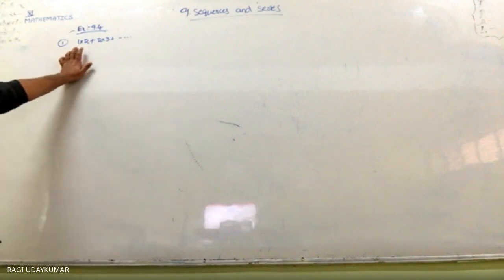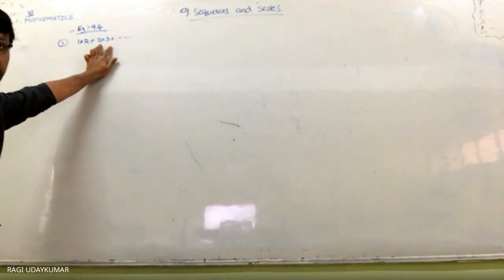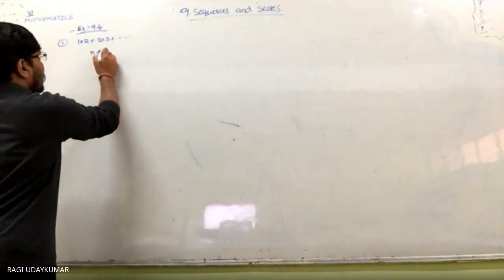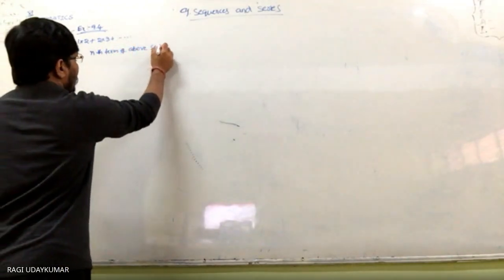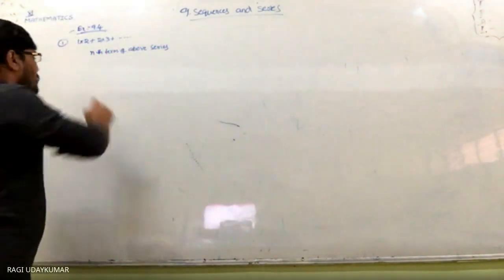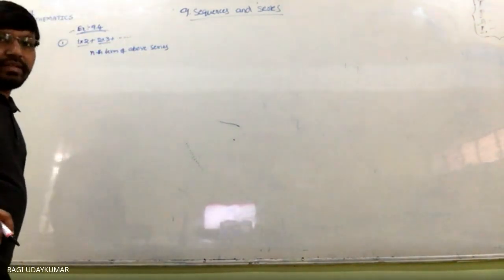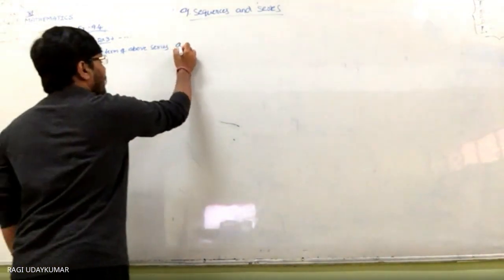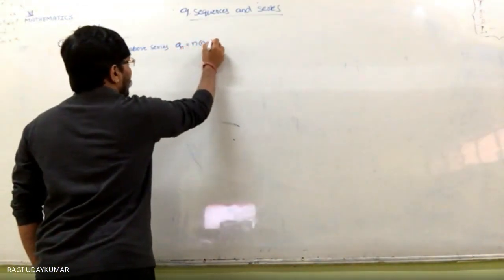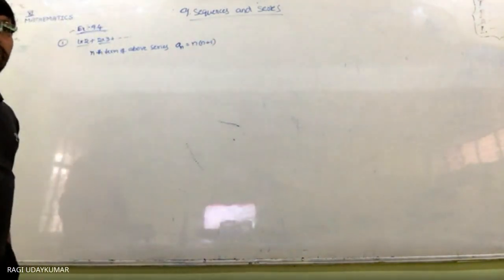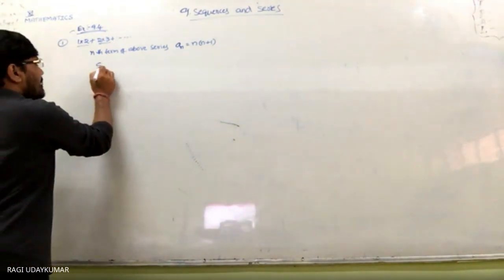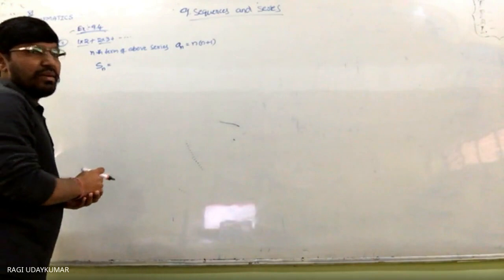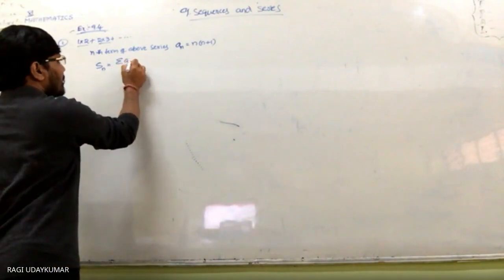The first term is 1 into 2, the second term is 2 into 3. Therefore the nth term of the above series, denoted by an, is equal to n into n plus 1. So the sum of the series can be written as Sn equals sigma an.